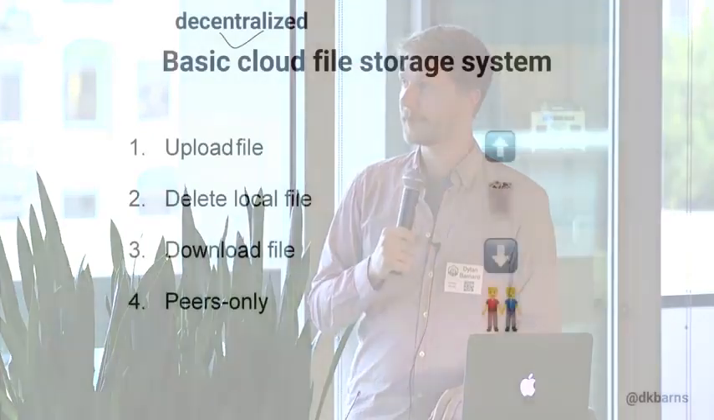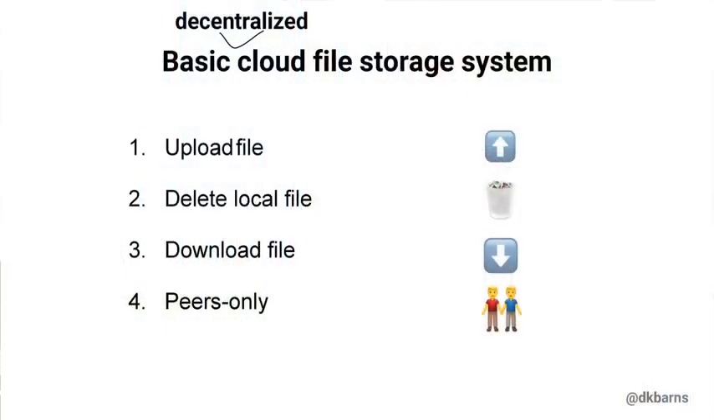So here's a definition that I completely made up, full disclosure, about what the most basic cloud file storage system might be. It might be something where you can upload your file to the cloud, delete your own file locally, but still be able to get that same file later. And because we're talking about decentralized systems, we're going to add a final requirement: it's peers only. If we had to put up a sign, it would say no servers, no clients.